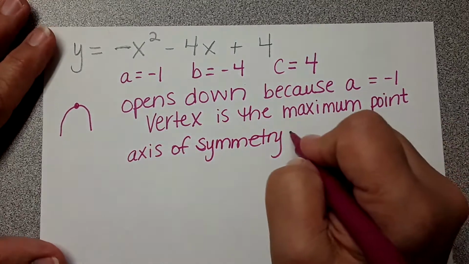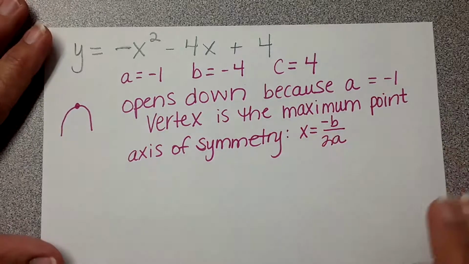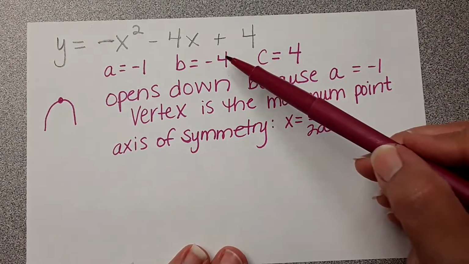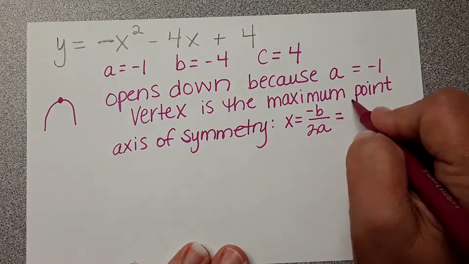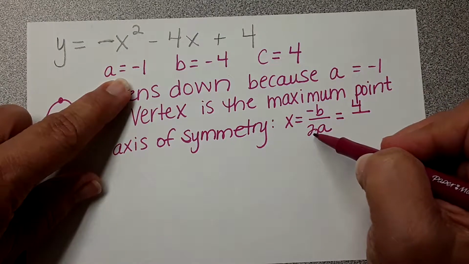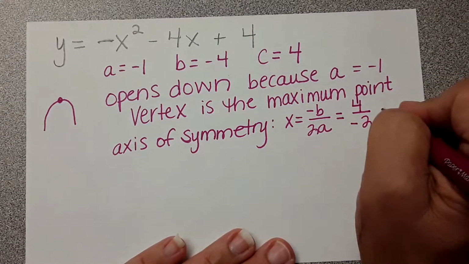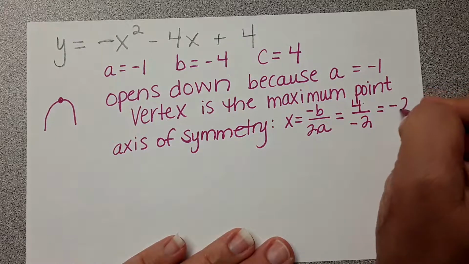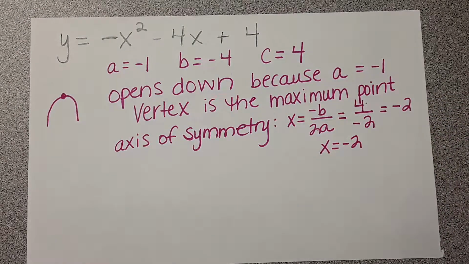And the axis of symmetry is x equals the opposite of b over 2a. Well, if b is -4, the opposite of that is 4. 2 times a, 2 times -1 is -2, which means 4 divided by -2 is -2. So x equals -2. So that's the first part of our vertex.